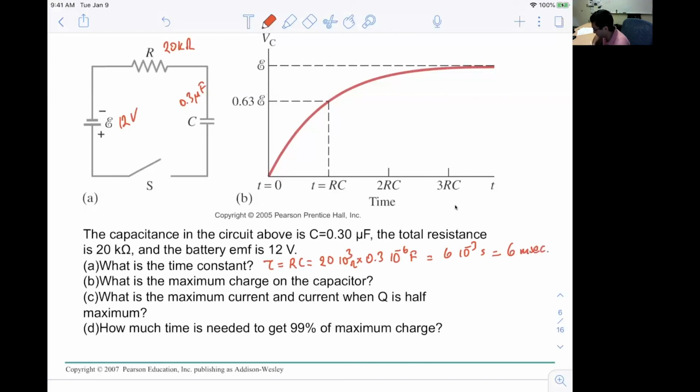What's the maximum charge on the capacitor? It doesn't ask when it happens, but the maximum charge is going to happen at infinite time, right? Then the Q is going to be C times V. At infinite time, the potential is going to be 12 volts, so this is 3.6 microcoulomb.